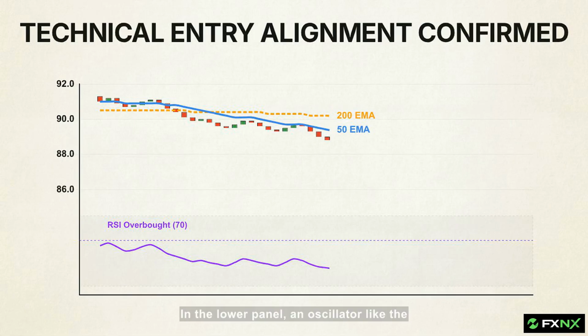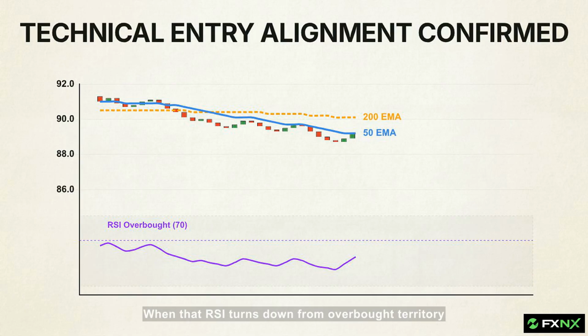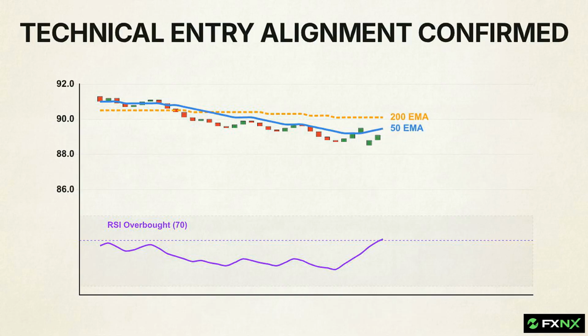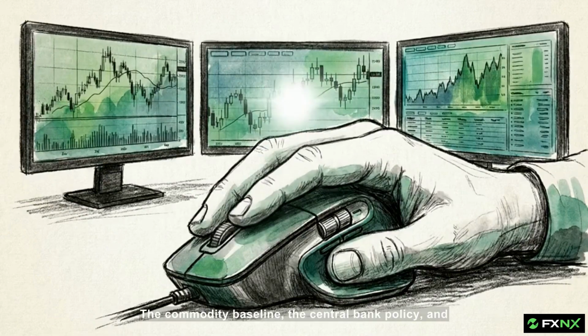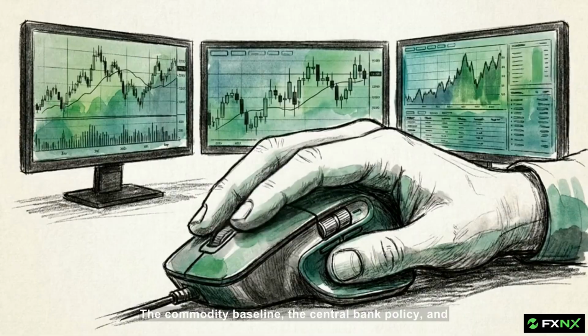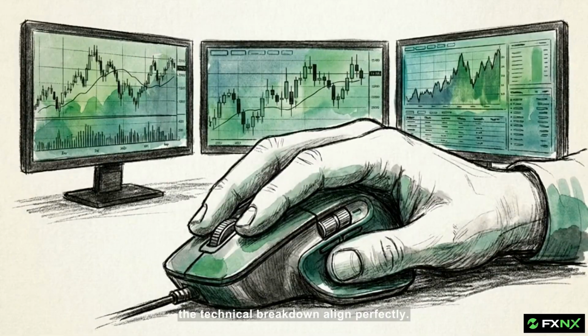In the lower panel, an oscillator like the RSI can signal an exhausted temporary rally. When that RSI turns down from overbought territory right as the price breaks through a key horizontal support level, you have your entry trigger. Institutional traders pull the trigger when these three layers, the commodity baseline, the central bank policy, and the technical breakdown, align perfectly.